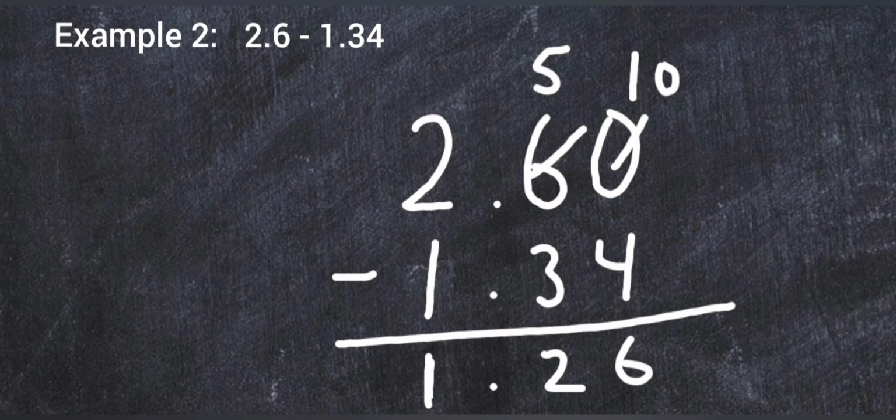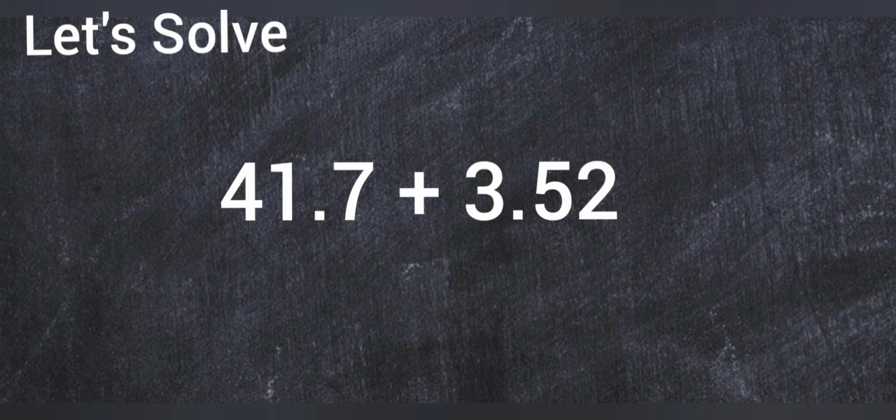Let's look at this example. 2 6/10 minus 1 34/100. First, we line up the decimal points, then we add 0 to fill in the empty space. We can't subtract 4 from 0, so we must borrow. 10 minus 4 is 6. 5 minus 3 is 2. 2 minus 1 is 1. Bring down the decimal point. The answer is 1 26/100. Let's solve.